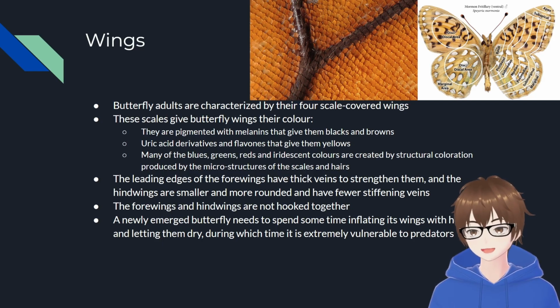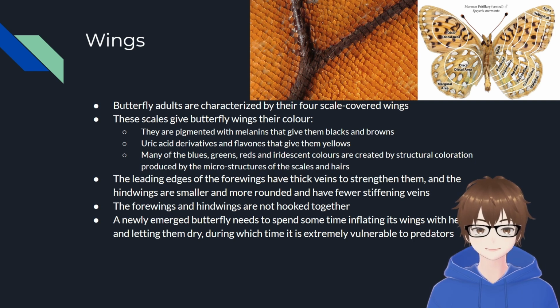The leading edges of the forewings have thick veins to strengthen them. So you can see a vein right here. And the hind wings are smaller and more rounded and have fewer stiffened veins right here. These are the hind wings. Then the forewings and hind wings are not hooked together, as you can see here.